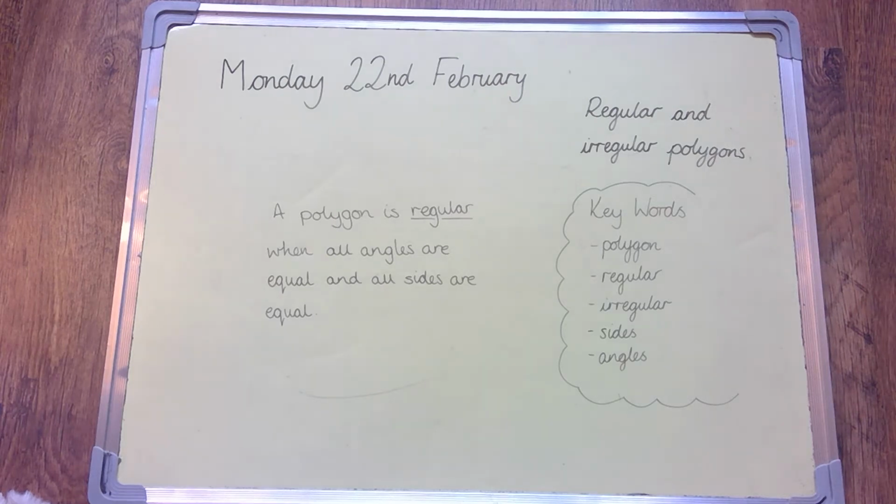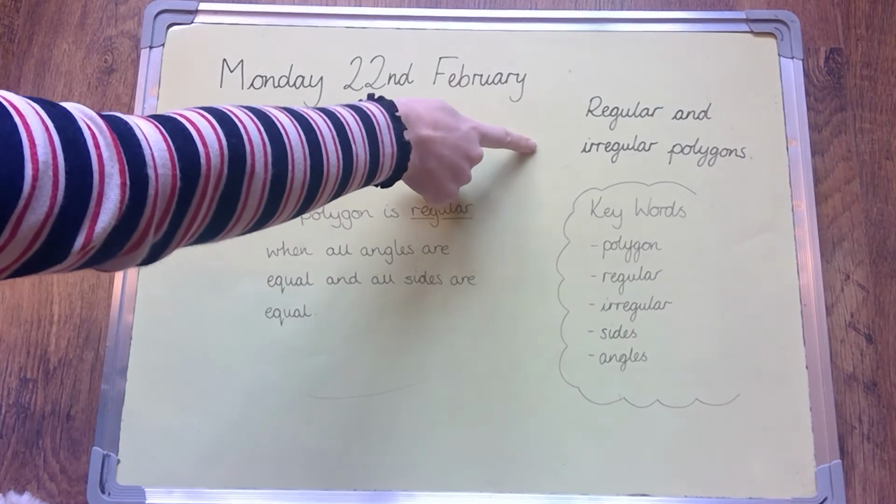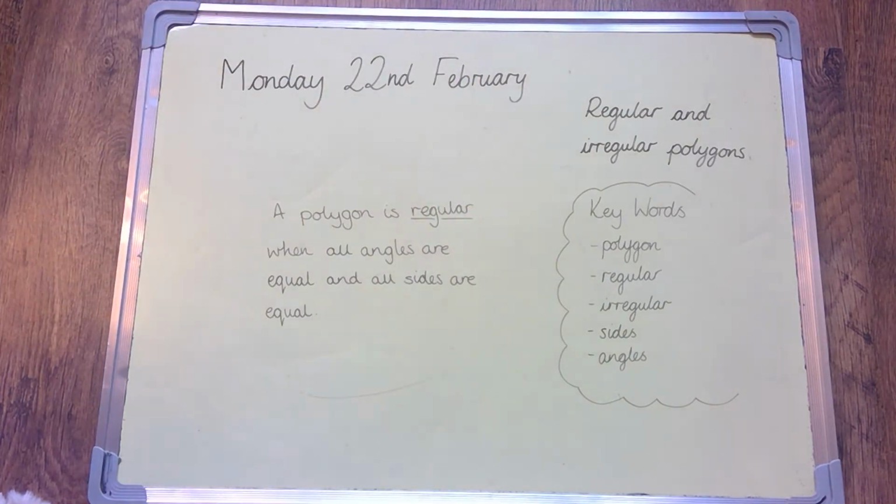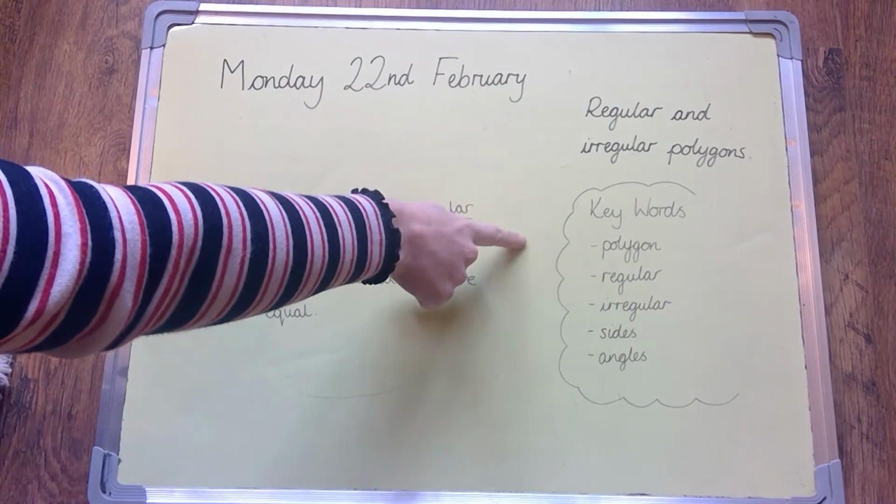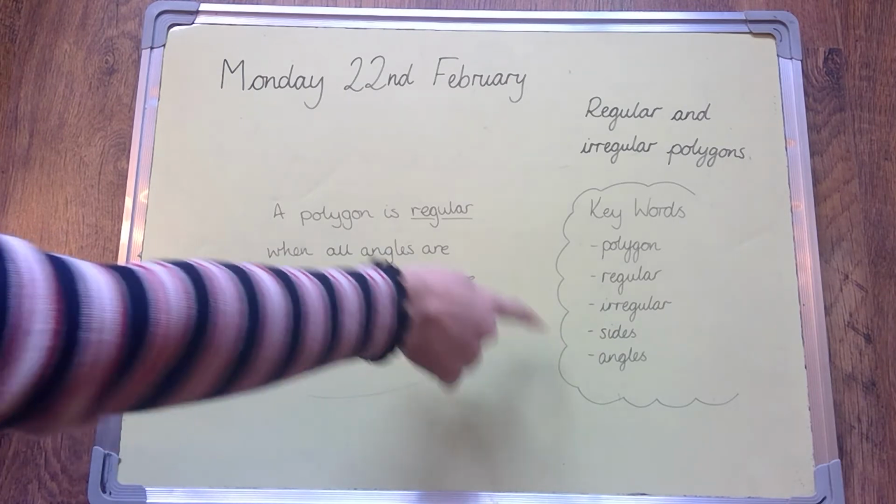Hello everyone. This week we are going to be looking at shape and we're going to be focusing primarily on recognizing 3D shapes from their 2D representations. But today we are going to be focusing partly on 2D shapes and regular and irregular polygons. So polygon is just another word for shape. So we're going to be looking at what it means for a polygon to be regular or irregular. So our keywords that we've got are polygon, regular, irregular, sides and angles.